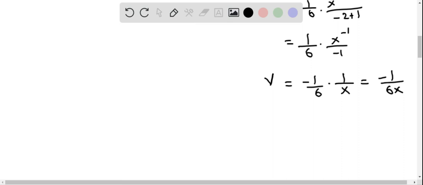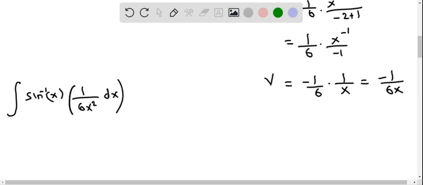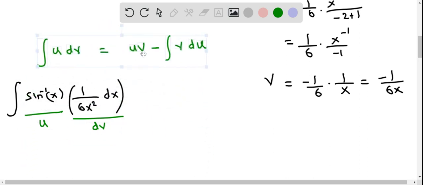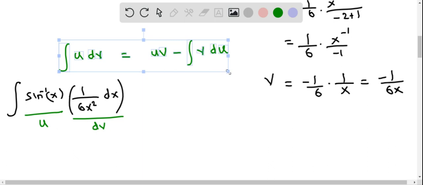I'm going to rewrite this original integral, sine inverse of x times 1 over 6x squared dx. As we considered sine inverse of x as u, and the remaining term, 1 over 6x squared, as dv, we can apply the formula: the integral of u dv equals uv minus the integral of v du. So let me transfer this formula just above this expression.